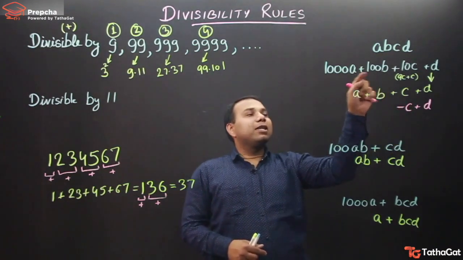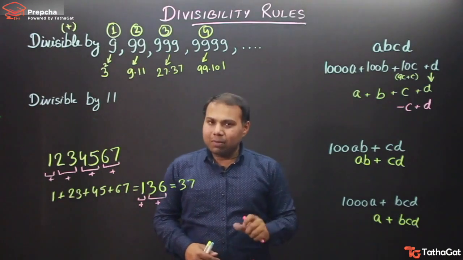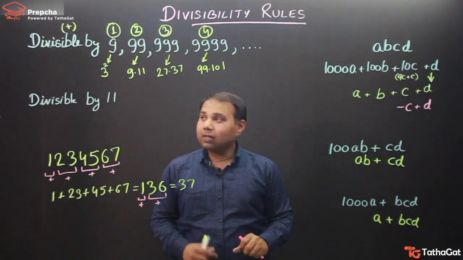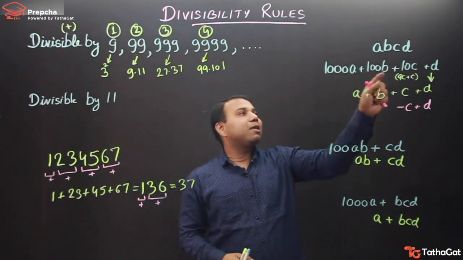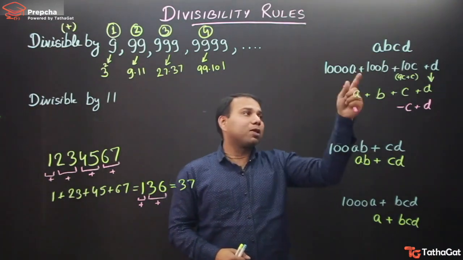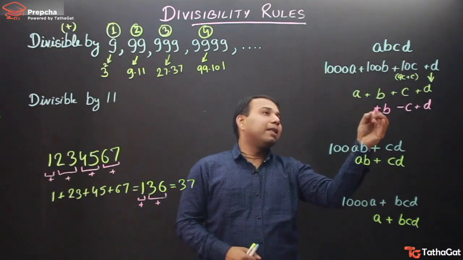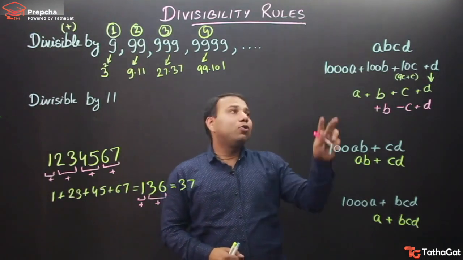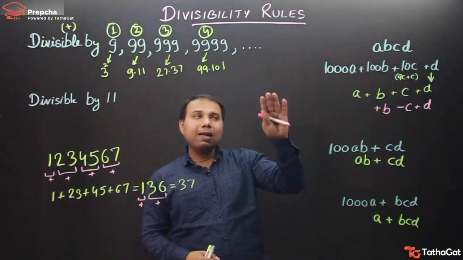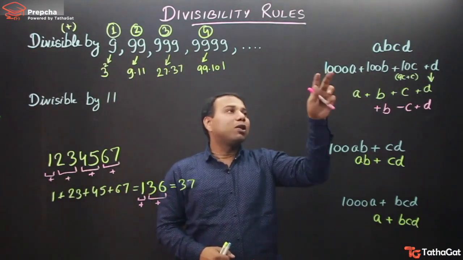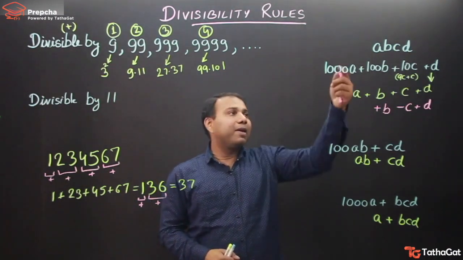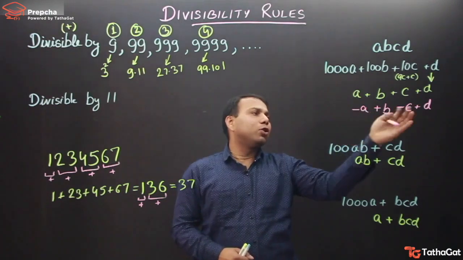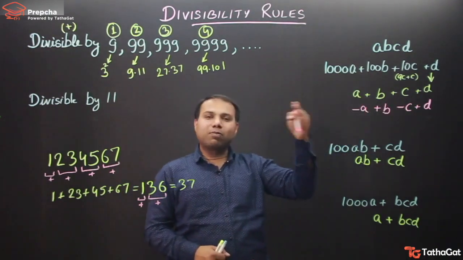Right? In this case, 100B. Is there any number near 100 which is a multiple of 11? Yes, 99. So 99B is divisible by 11, and what remains is plus B. And here, 1001 is a multiple of 11, so this can be written as 1001A minus A. 1001A is divisible by 11 and the remainder is minus A. So this pattern will continue, alternately plus, minus, and so on.